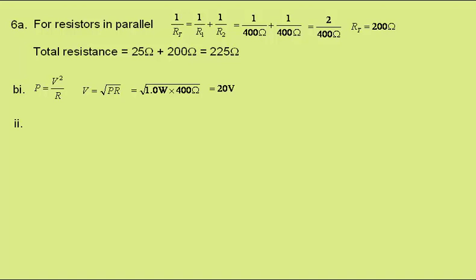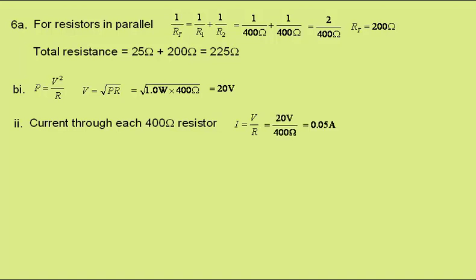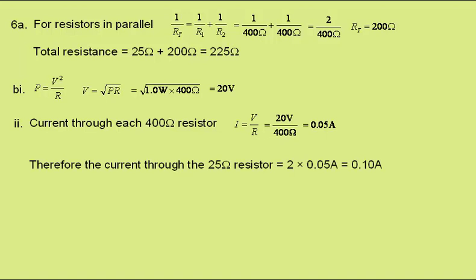In part 2, we need to calculate the current through the 25 ohm resistor. Well, first we can find the current through each 400 ohm resistor using current is equal to potential difference over resistance. Putting in the values gives a current of 0.05 amps through each 400 ohm resistor. Therefore, the current through the 25 ohm resistor is all that passes through the 400 ohm resistors, which is 2 times 0.05 amps, coming to 0.1 amp.